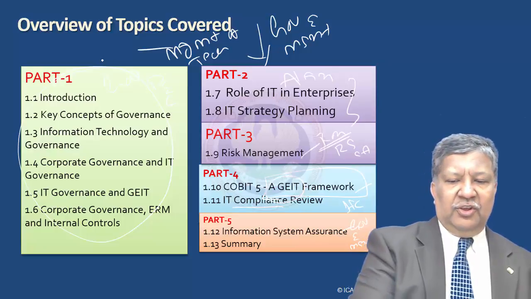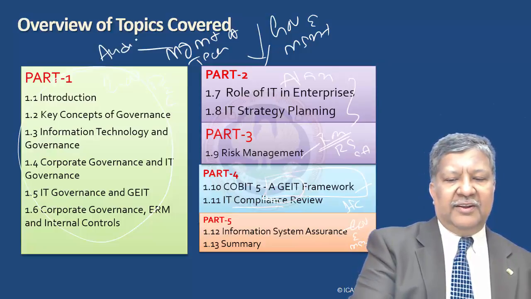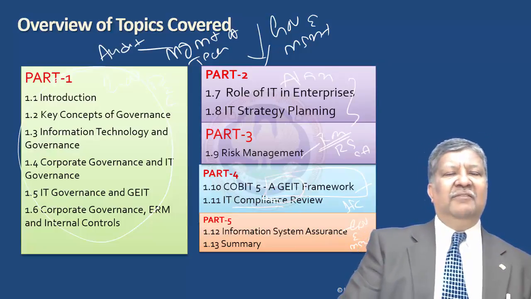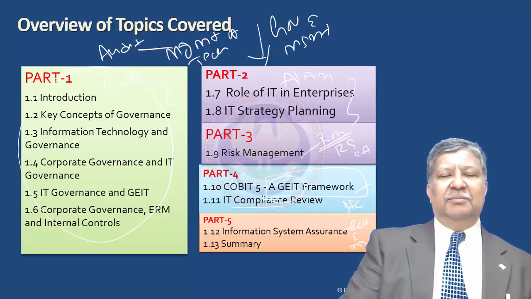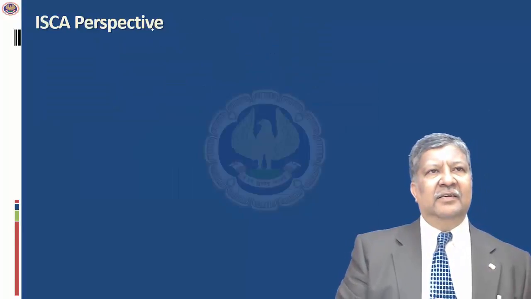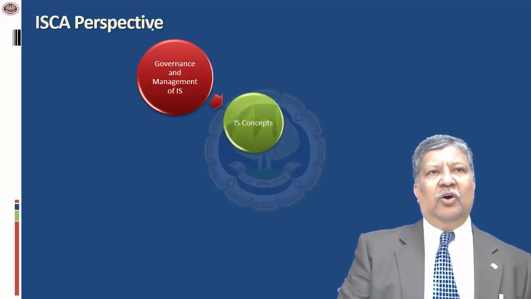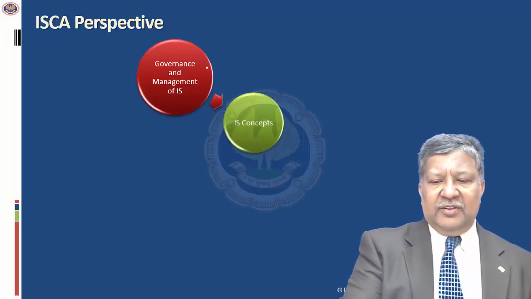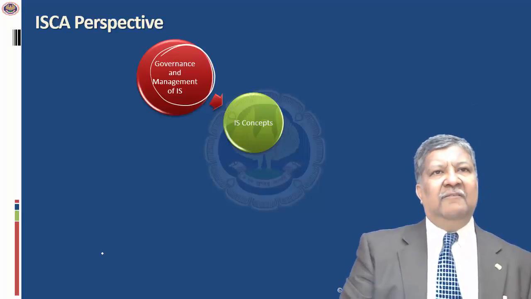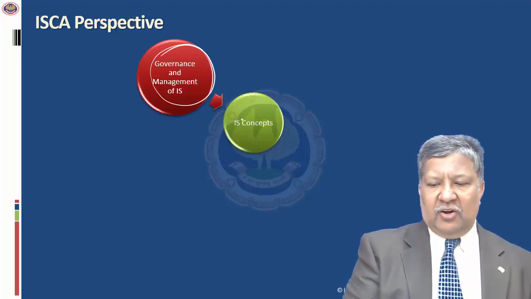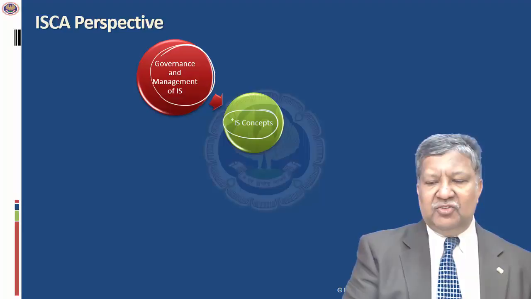And once you know this, you should also know how to audit this technology. If you keep this perspective, then you find understanding the subject becomes very easy. So what is the ISCA perspective? If you look at the flow of the chapters, you have the governance and management. We establish the overall framework. Based on this, for auditing this, you need to understand the information system.